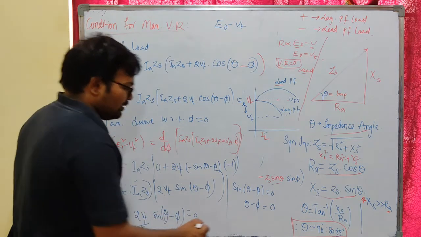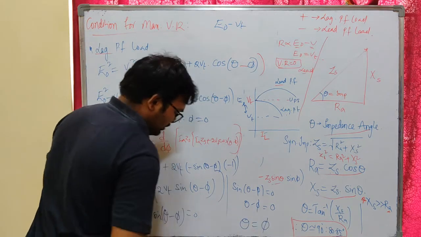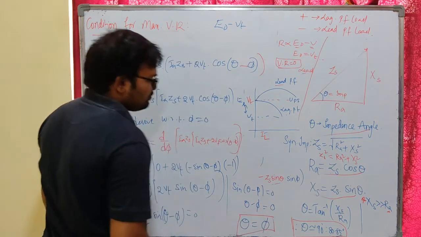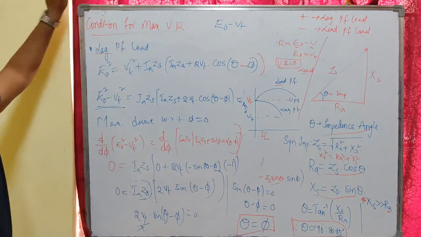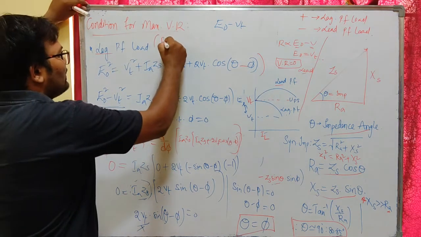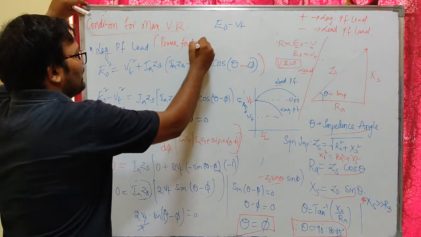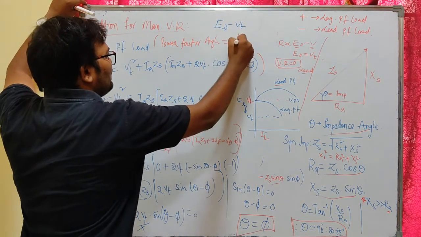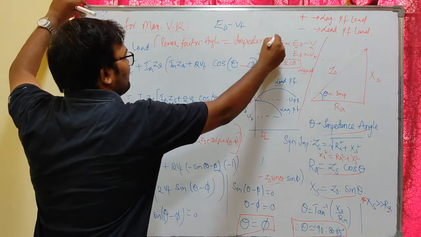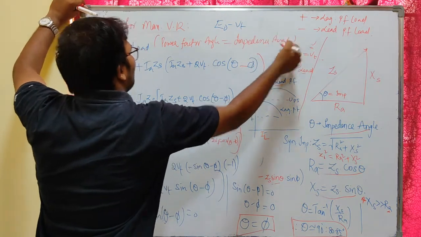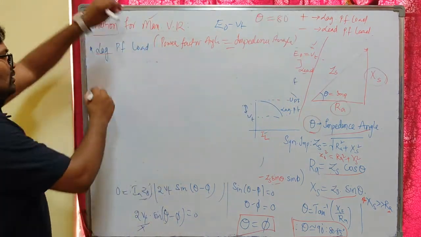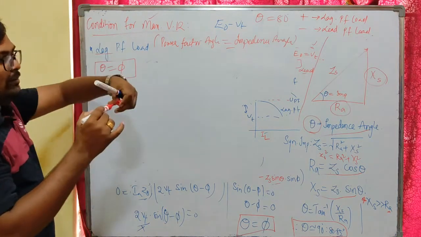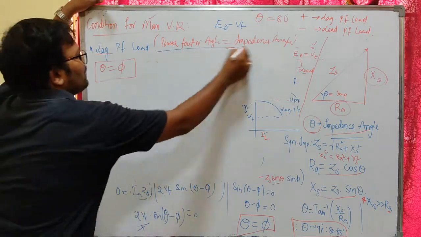So theta minus phi equals 0. That means our impedance angle should be equal to the power factor angle, or the power factor angle should be equal to the impedance angle, to get maximum voltage regulation. That means the power factor angle must be equal to our load impedance angle, or internal impedance angle, to get maximum voltage regulation. So our condition for maximum voltage regulation is theta equal to phi.